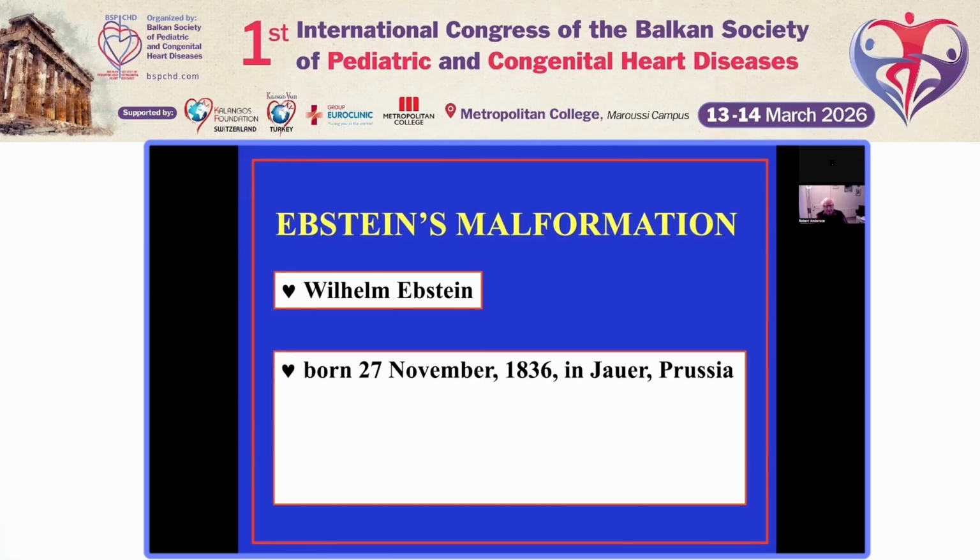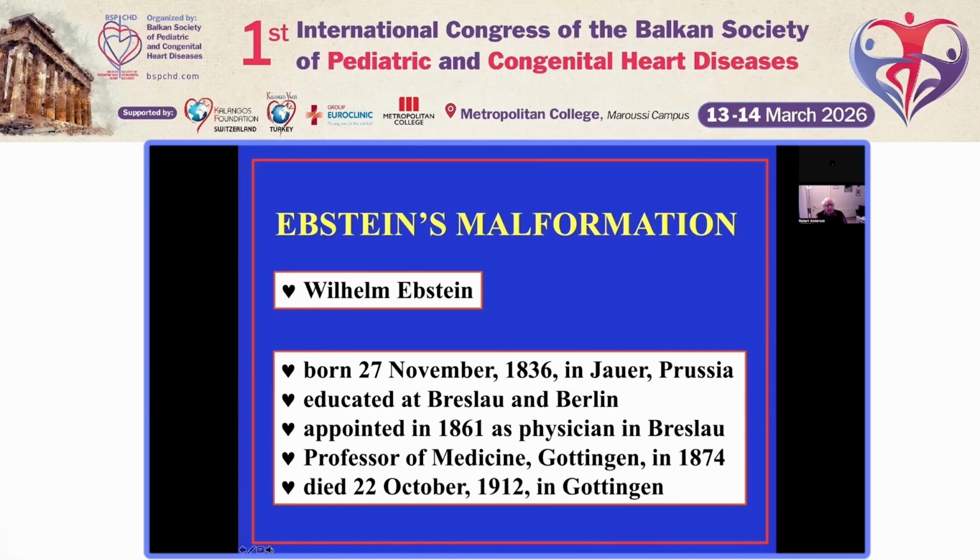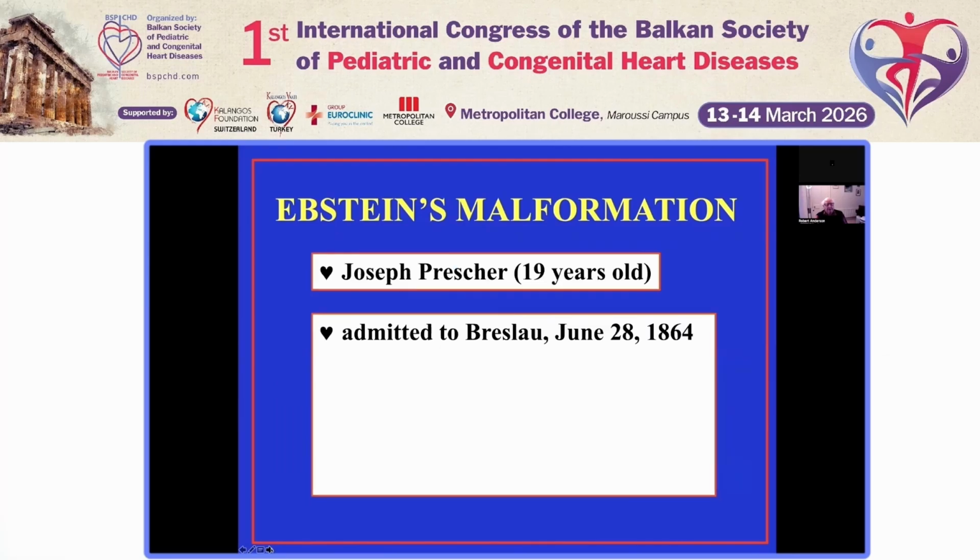He was born in 1836 in Prussia, but he was educated in Breslau, which is now Wrocław in Poland, and then subsequently in Berlin. His initial appointment was in Wrocław in 1861, but in 1874 he was appointed as professor of medicine in Göttingen, and he spent the rest of his career in Göttingen, dying in 1912. But it is because of Joseph Prescher that we remember Wilhelm Ebstein.